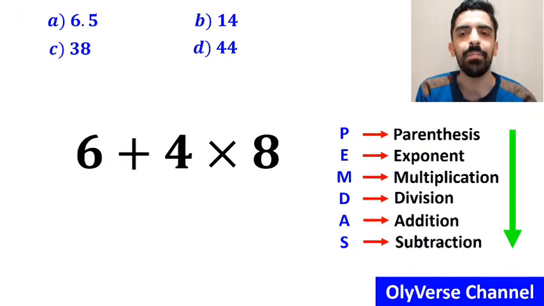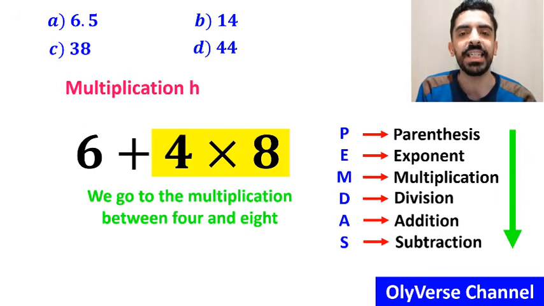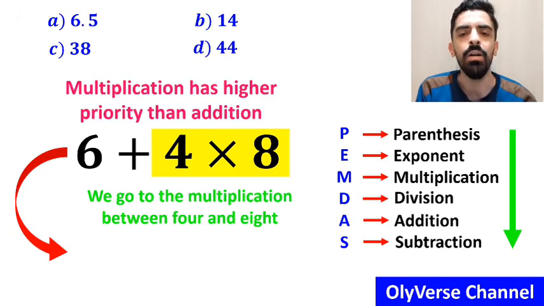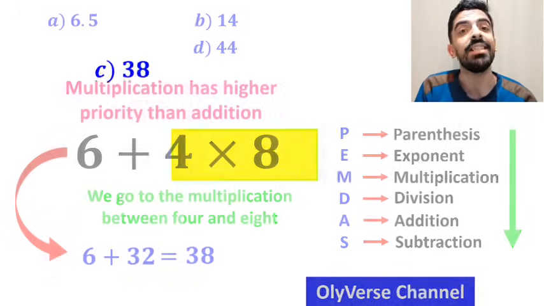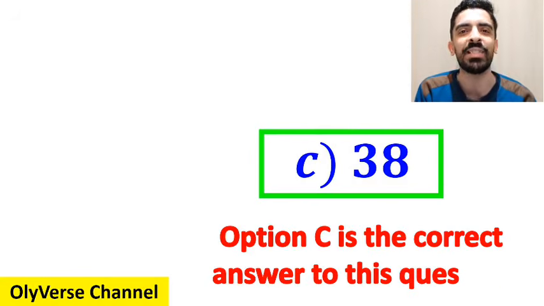In the final step, we go to the multiplication between 4 and 8 because multiplication has higher priority than addition. So, this expression simplifies to 6 plus 32, which ultimately gives us the answer 38. That's great. Option C is the correct answer to this question.